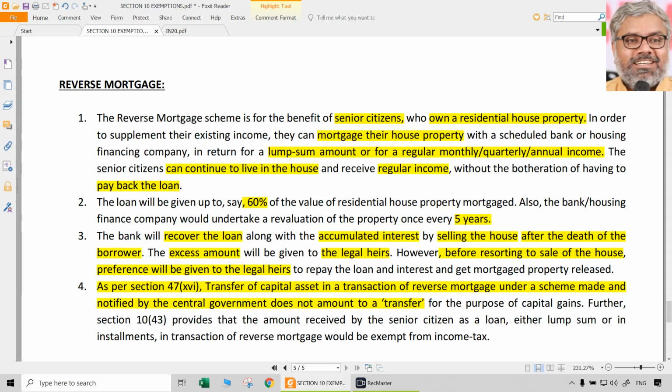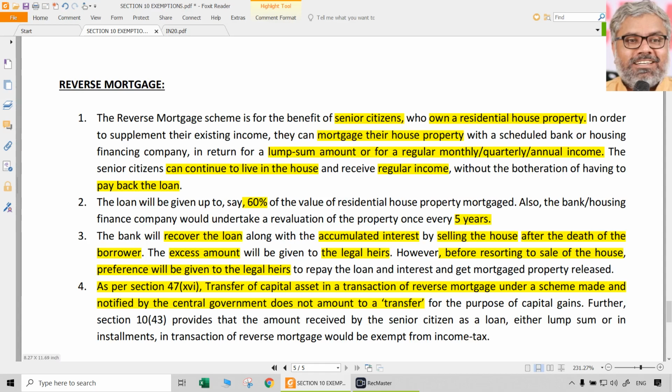So this old man has given his house to the bank. Is it a transfer? He received, let us say, some lump sum amount only. Say a 50 lakh house he has given, and let us say he received 30 lakhs in one shot. Fine. That is not a transfer, first of all. That is not at all a transfer. So that is not possible to be considered as a transfer according to 47(16).